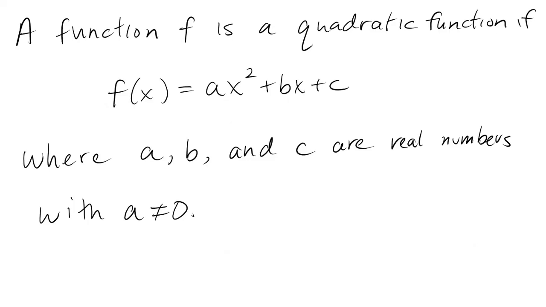You don't want a to be 0 because that would get rid of this squared term, and that's one of the defining characteristics of a quadratic function. A quadratic function is a polynomial function of degree 2, where the highest power of the variable is 2.